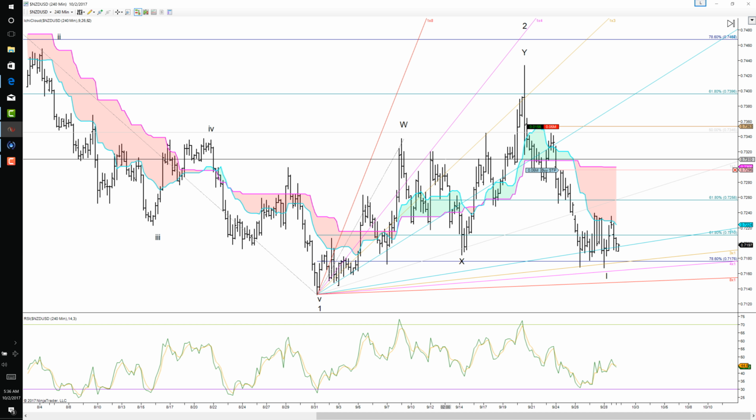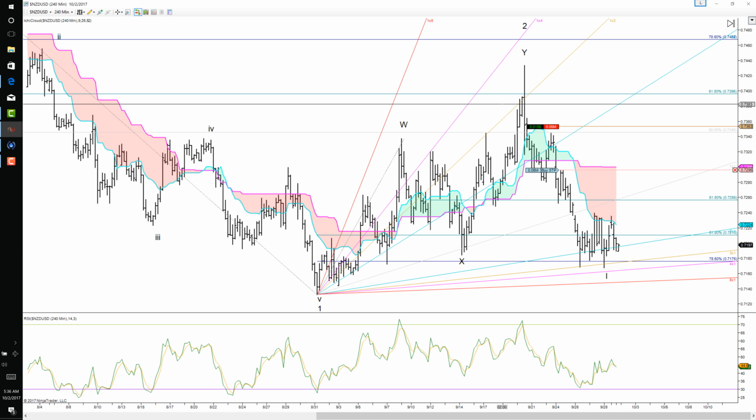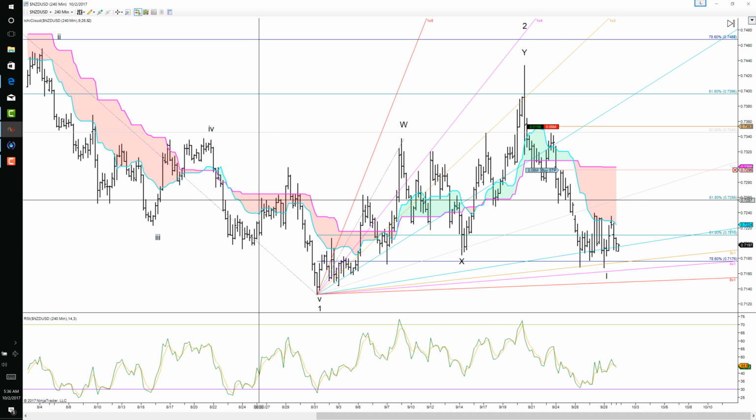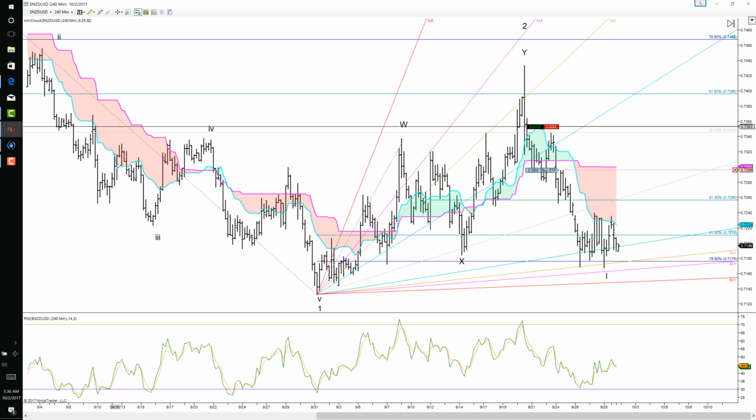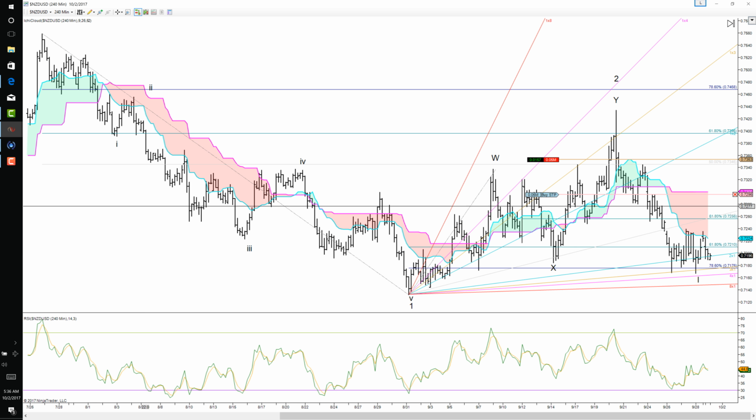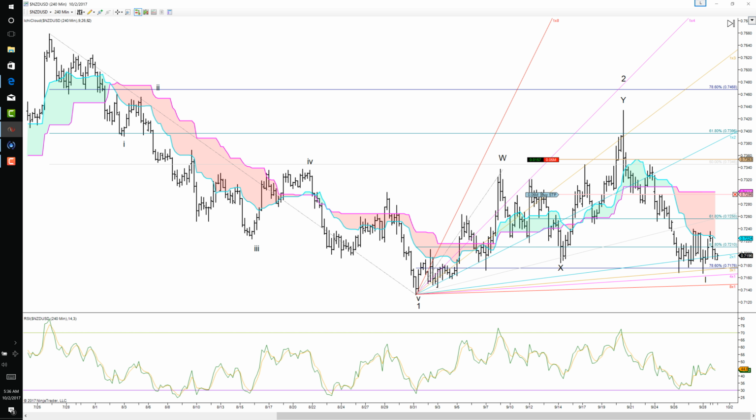Now the New Zealand dollar I'm doing good in. However, I'm going to have to redo this count, because if you look at this count, I have 5 waves down for wave 1. I have a W, X, Y for 2, and this is what I see from a 240 perspective. But now what I did is someone had pointed it out to my attention that on a weekly I previously had it in a different count.